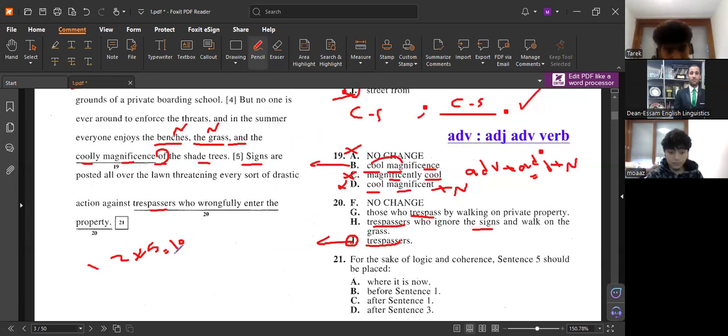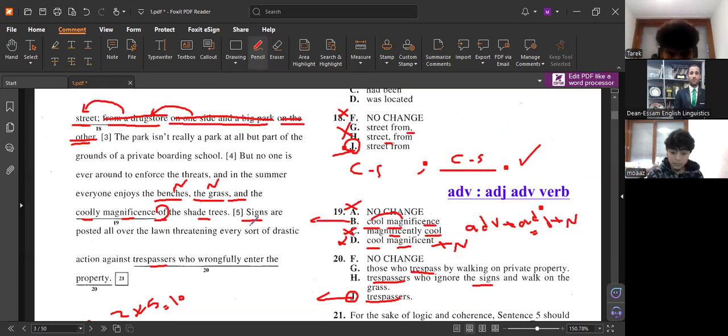Now 21, very important. What's yours? 21, I put C after sentence 1. 21C, no. 21, it's letter D, after sentence 3. Let's check. He said 5 after 3, so 3 and then 5.